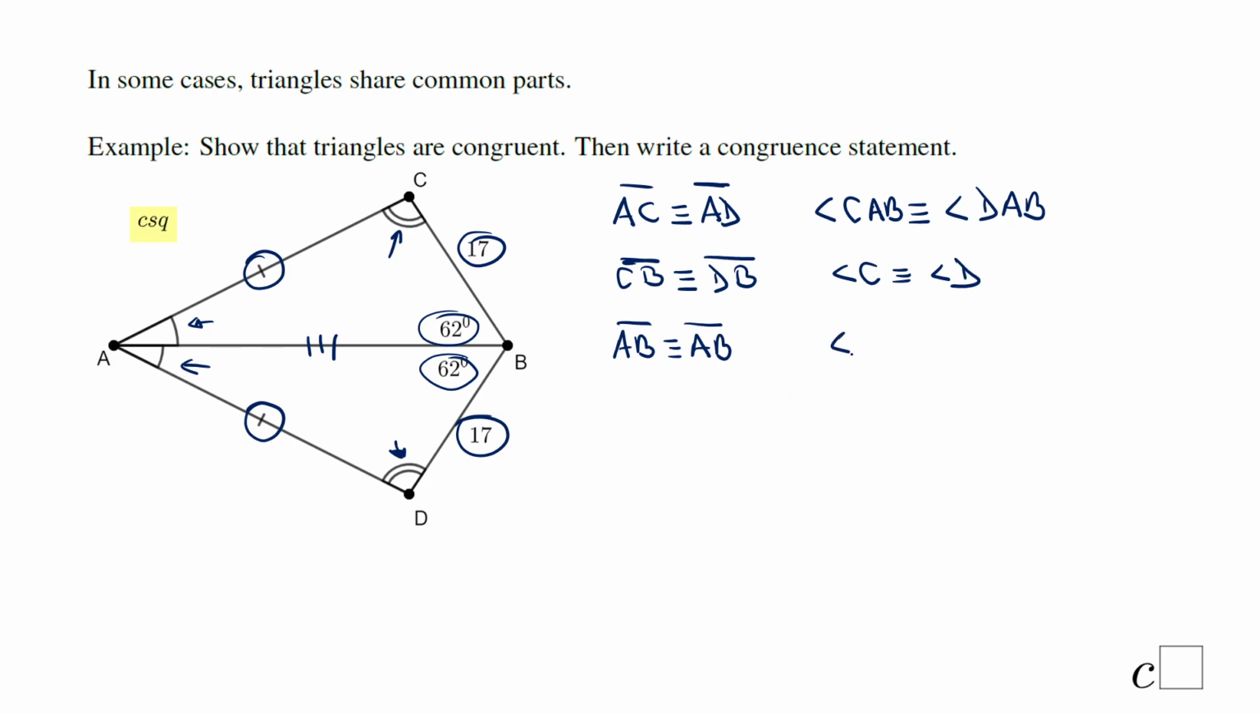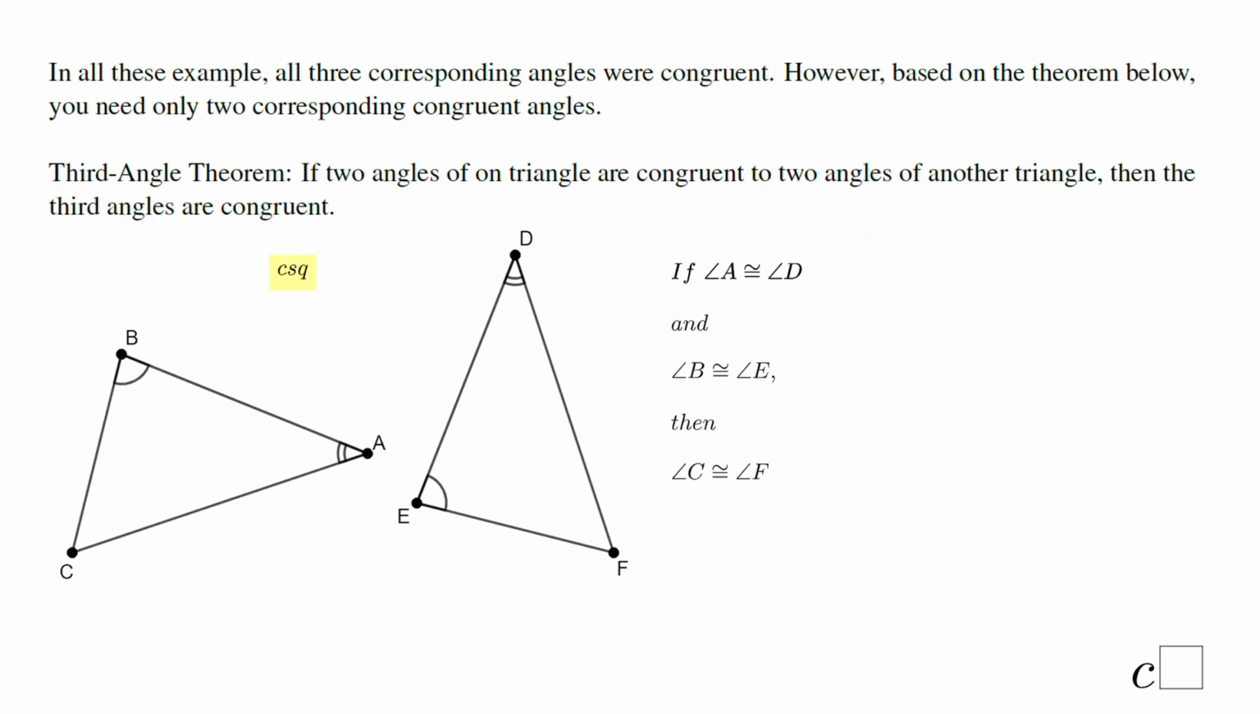Again, we're going to have to use 3 letters. CBA congruent with angle DBA. 6 corresponding congruent parts. So now we can write triangle ABC congruent, and now be careful, you match the corresponding part. AB is the common side, so I'm going to say AB and then D. Okay, so that's it for this example.